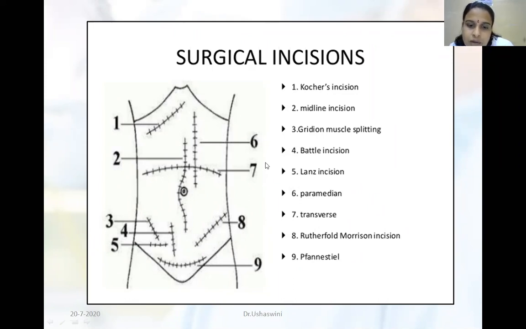Okay. Next, you have the transverse incision number 7. That is usually given in children. Pfannenstiel incision, almost in the suprapubic area. This is to explore the pelvic organs, more commonly given by the obstetricians. Okay.